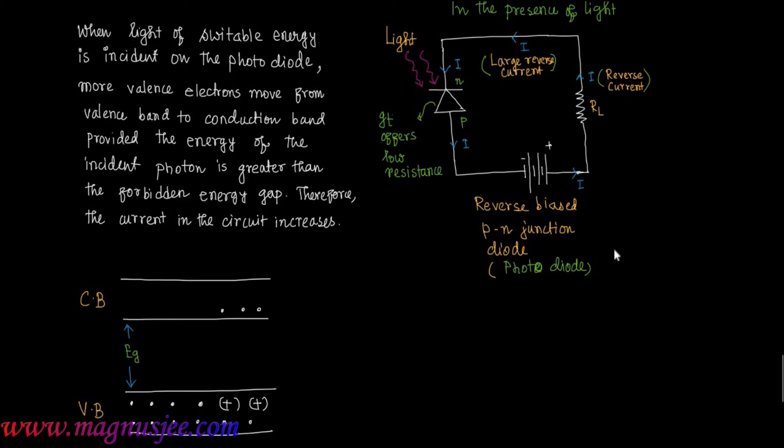And in this case, this is the light which is incident on a reverse biased PN junction diode. What will happen? Valence electrons will jump from VB to CB. Please respond. Valence band to the conduction band, the jump could be. Obviously, very good.